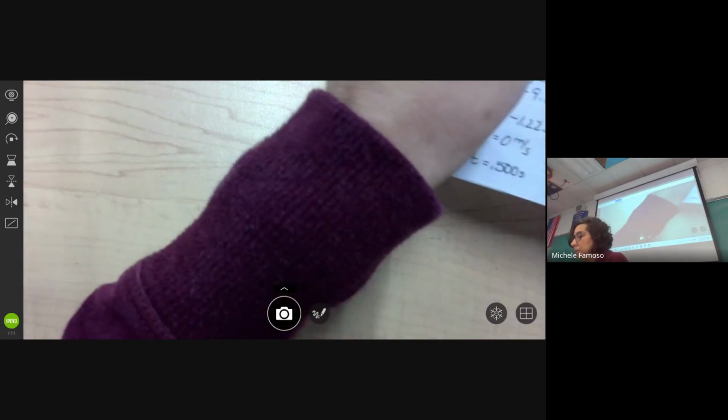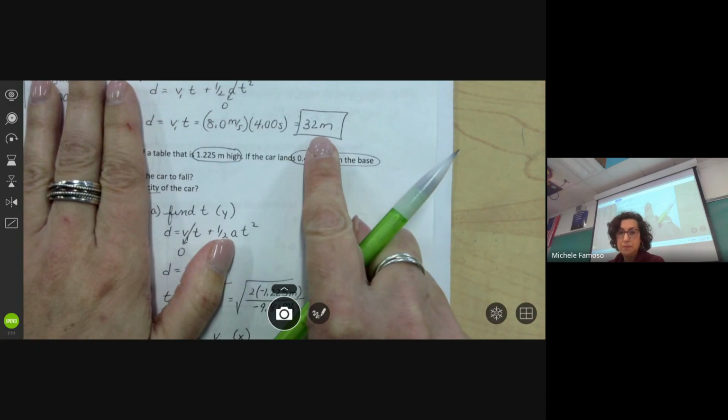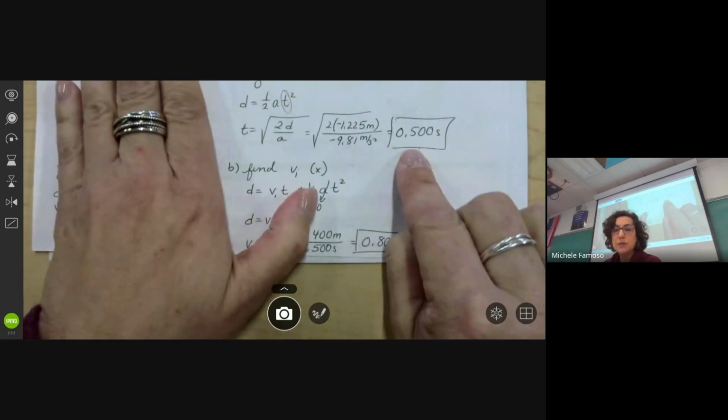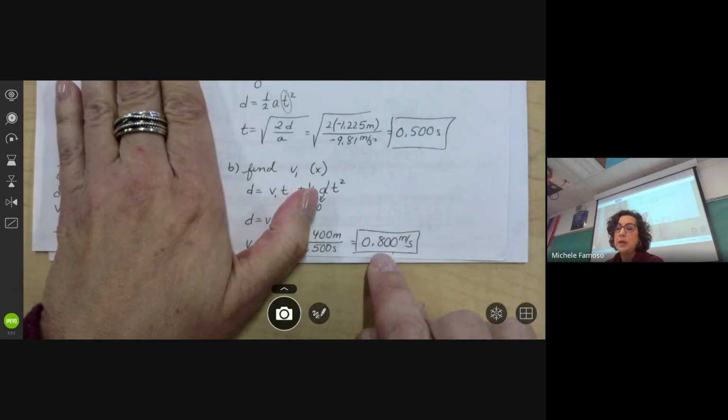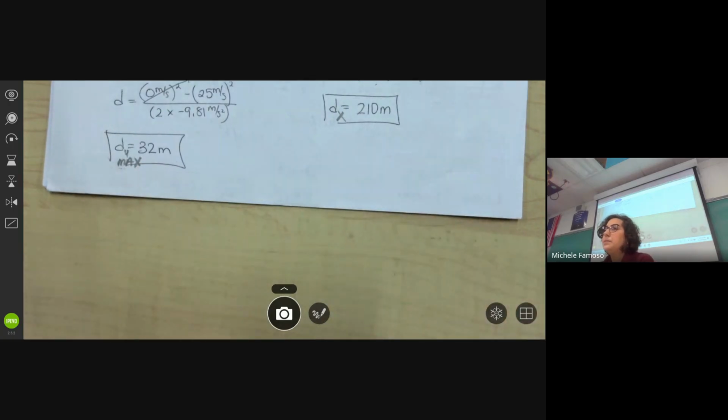All right, let's look at the show work. Number 1, the final answer is 32 meters. Number 2A is 0.500 seconds, and part B is 0.800 meters per second. And the last question, number 3, part A is 32 meters, and part B is 210 meters. Do you want to go over any of those?